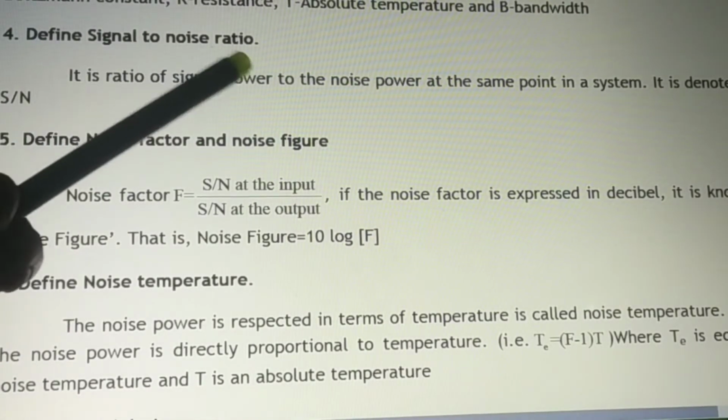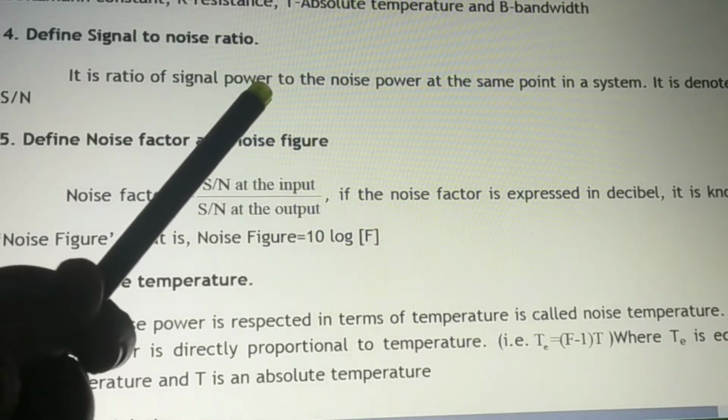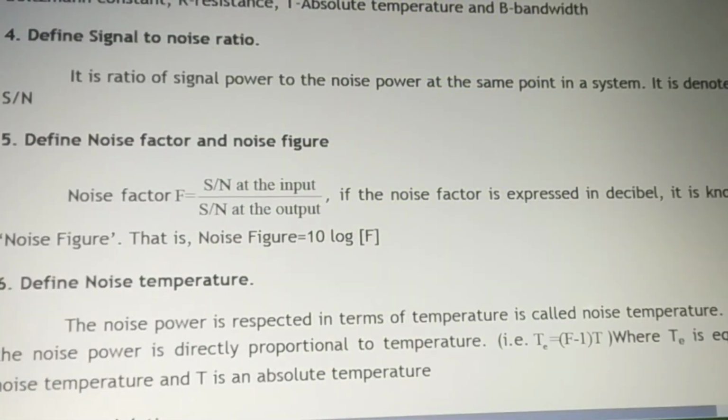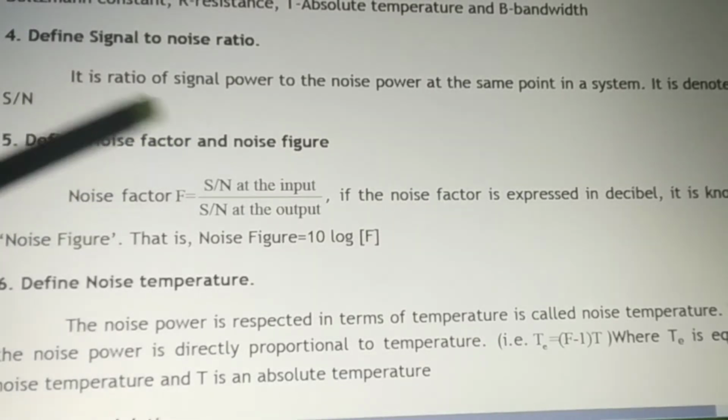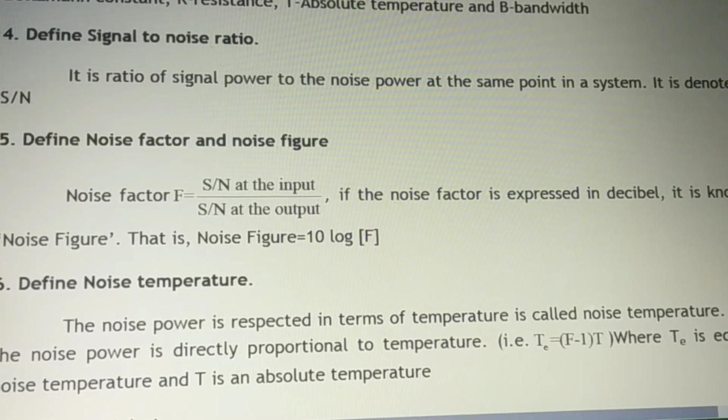Define signal to noise ratio. It is the ratio of signal power to the noise power at the same point in the system. It is denoted by SNR or S by N. Signal to noise ratio is nothing but the ratio between the signal power and the noise power.